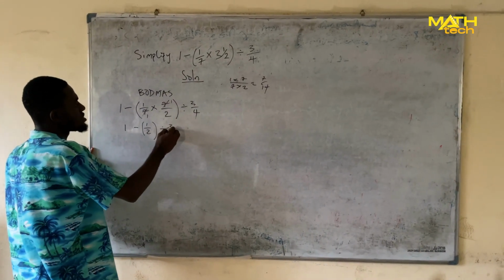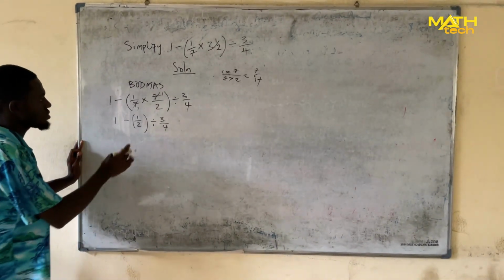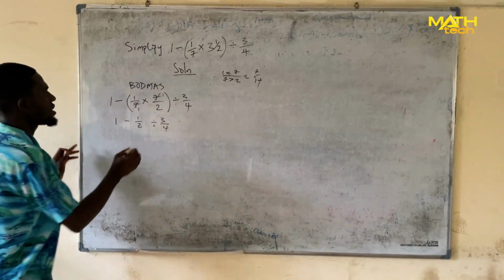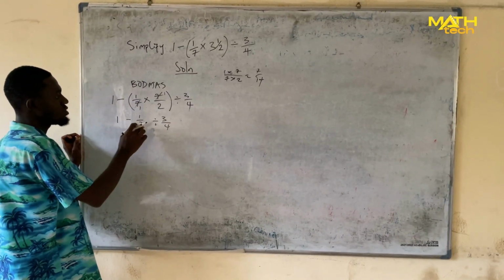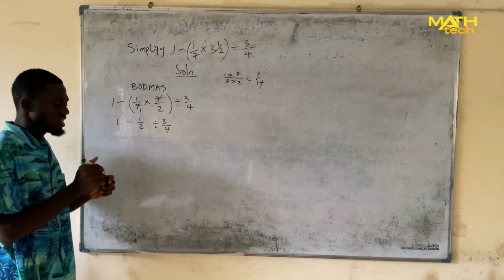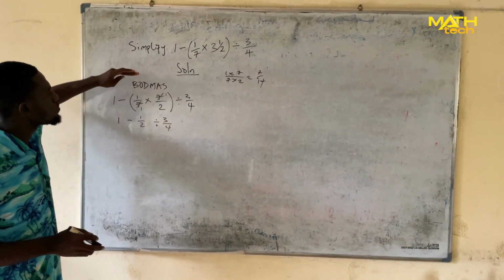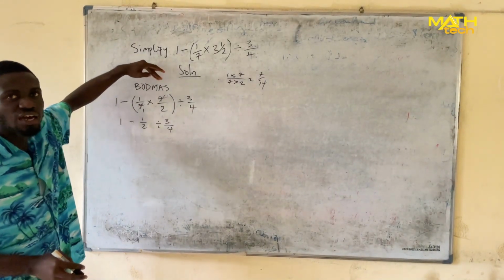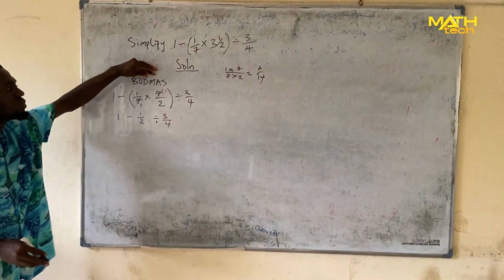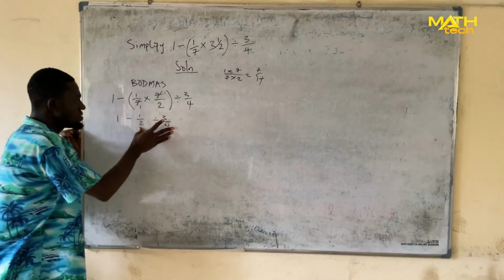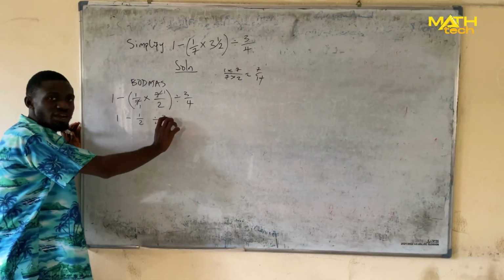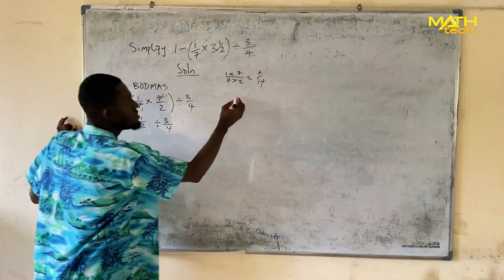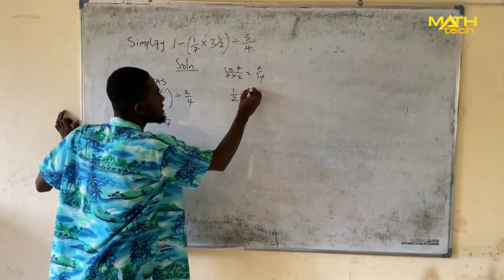Now divided by 3 all over 4. You can also clean this bracket off. So here we are having 1 minus 1 all over 2 divided by 3 all over 4. In solving this question, you still have to follow the concept of BODMAS. Now we can see that division precedes multiplication, addition, and subtraction. So we go with division. That will be simplifying the expression here, 1 over 2 divided by 3 all over 4.